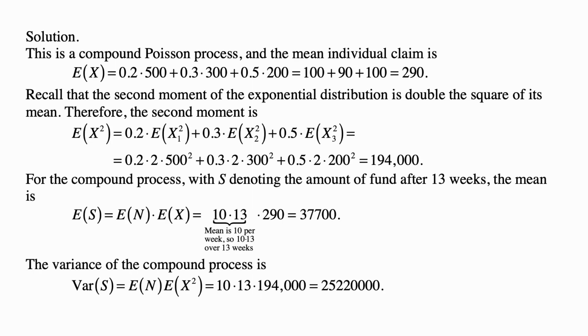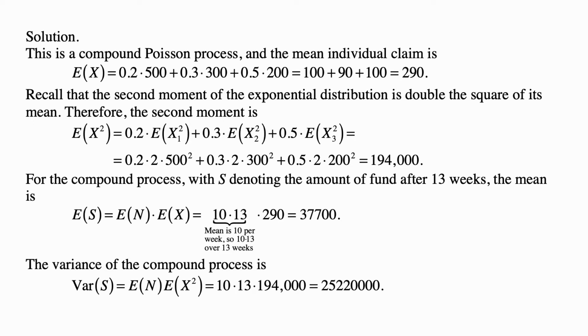There are 5 answer choices. Here they are. But we'll just calculate the amount and then we'll figure out which of these is appropriate. And here's the solution. This is a compound Poisson process, and the mean individual claim is E of X equals 0.2 times 500 plus 0.3 times 300 plus 0.5 times 200, and that's 100 plus 90 plus 100, so 290.